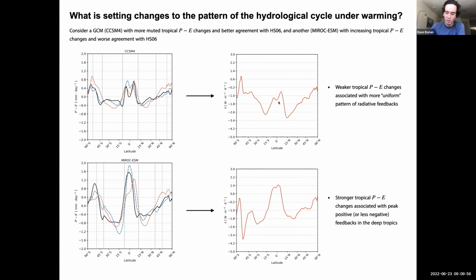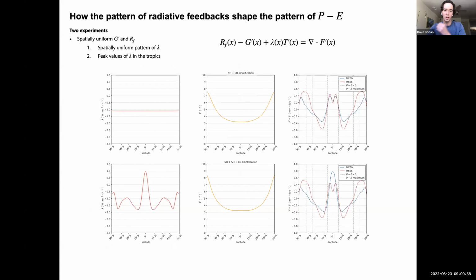If we do a thought experiment with this energy balance model, we can say, let's prescribe a spatially uniform ocean heat uptake value and radiative forcing. So any spatial variability is going to come about from whatever we prescribe as lambda. We run the energy balance model with lambda equal to the global mean value of the feedbacks from CMIP5, just spatially uniform. We can also run it with a more narrowly peaked pattern like we saw in the MIROC ESM model.